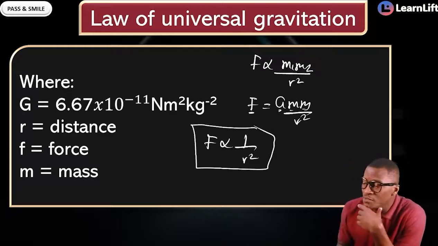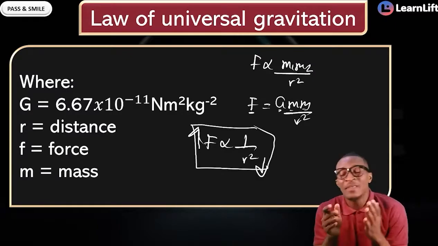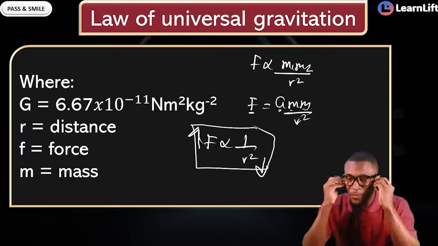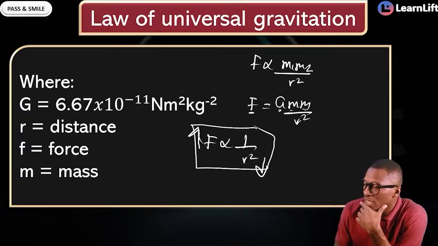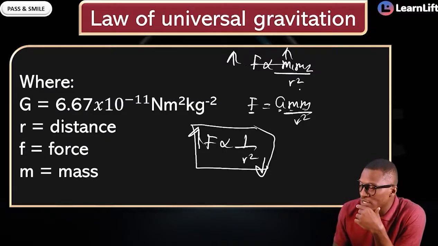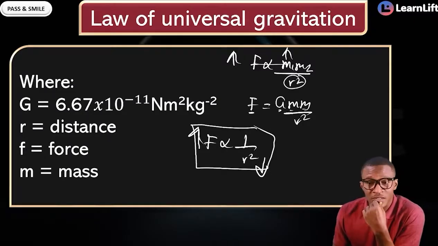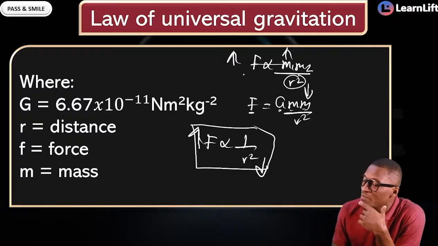Are you seeing that? It means that if the force increases, the distance will decrease. That's anytime you hear inversely proportional. Now, look at everybody. What's the relationship between force and mass? Force and mass are directly proportional. It means that if the force increases, the mass will increase. But force and distance are inversely proportional. It means that if the force increases, the distance will decrease.